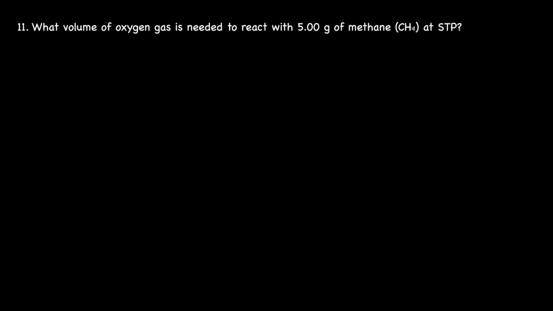Number 11. What volume of oxygen gas is needed to react with 5.00 grams of methane CH₄ at STP? This problem is a combustion reaction, so CH₄ reacts with oxygen to produce carbon dioxide and water. To balance the equation, we need 2 oxygens and 2 waters.